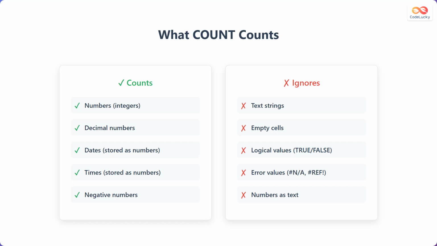The count function specifically counts certain types of data, while ignoring others. It counts numbers including integers, decimal numbers, dates which are stored as numbers in Excel, times also stored as numbers, and negative numbers. On the other hand, it ignores text strings, empty cells, logical values like true or false, error values such as #N/A or #REF!, and numbers that are formatted as text.